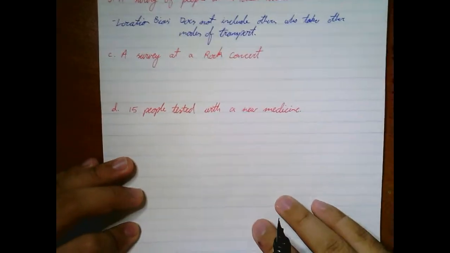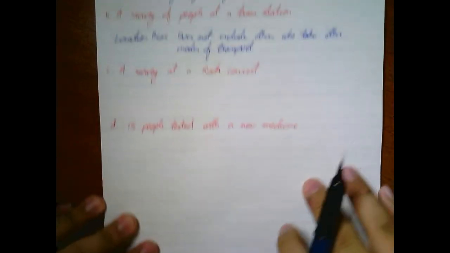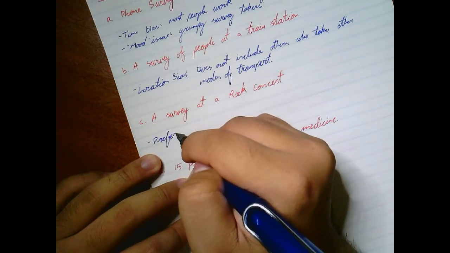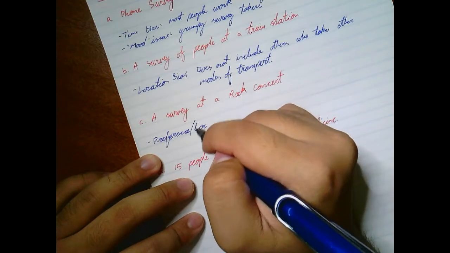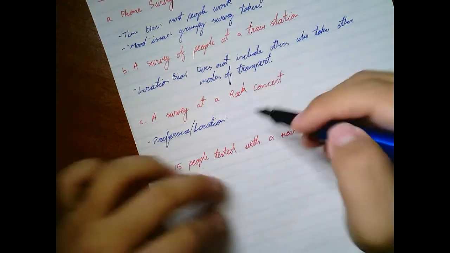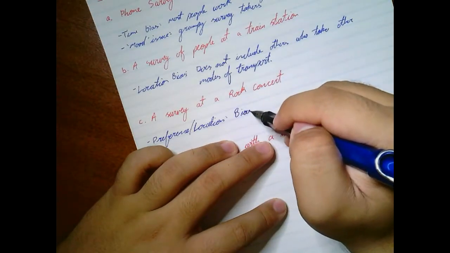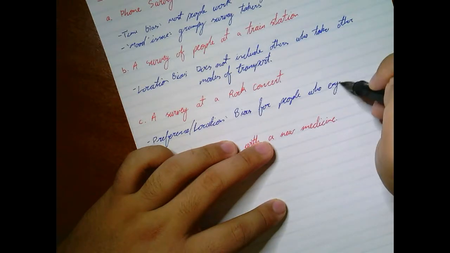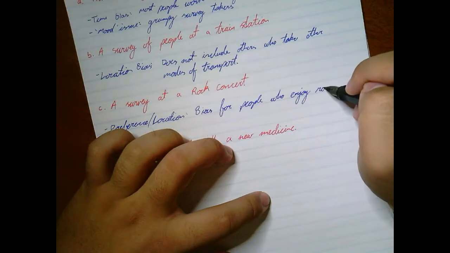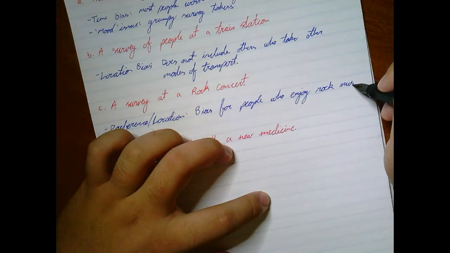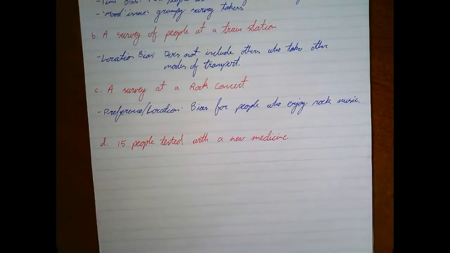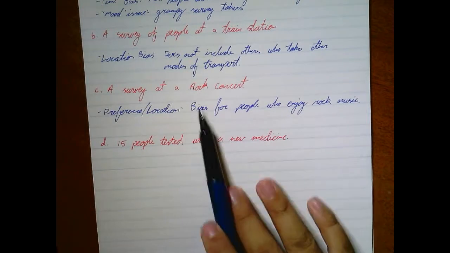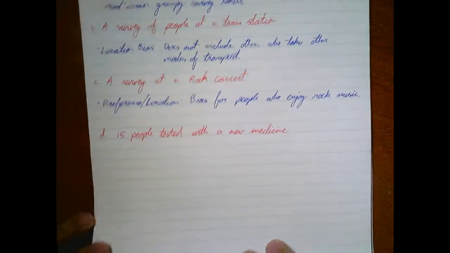Okay, a survey at a rock concert. Well, this has a bias towards people who like rock music. This would be preference and location as well. This has bias for people who enjoy rock music. It depends on what question we're asking, but we don't want our sample to be just people who like rock music. We want as wide a variety as possible.